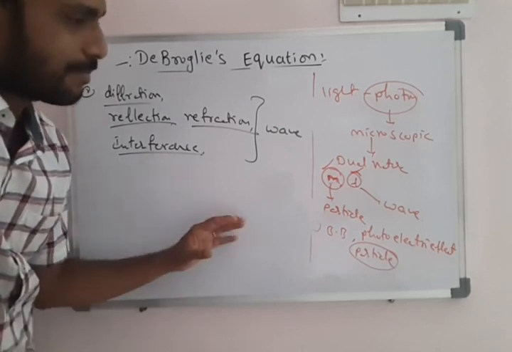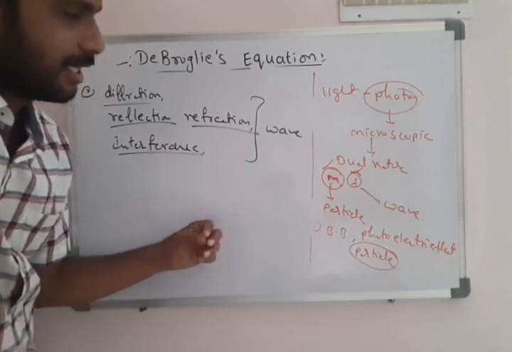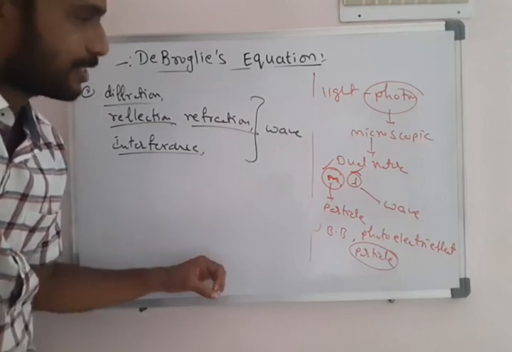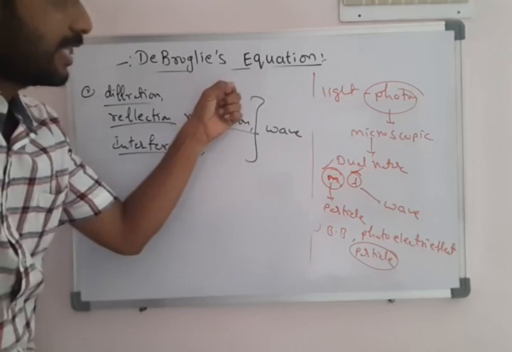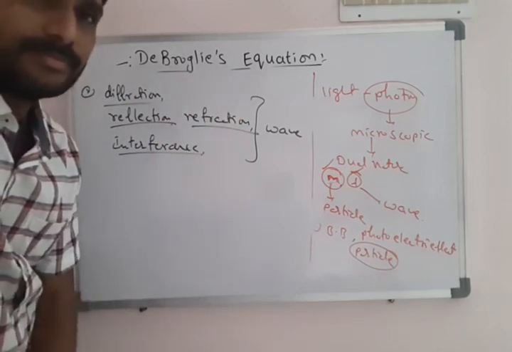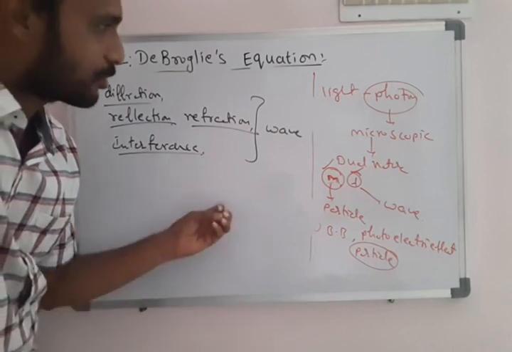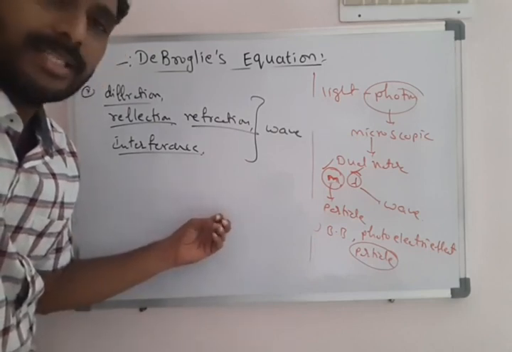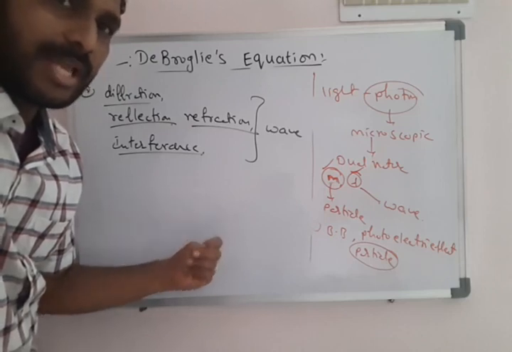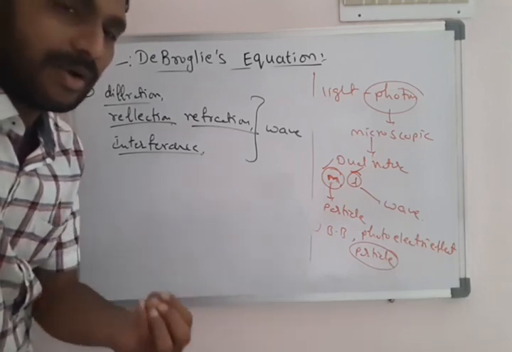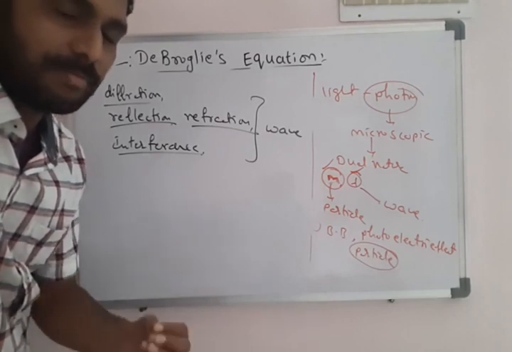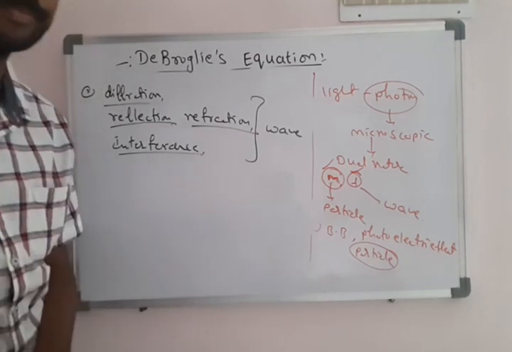This was given mathematically for the first time, in terms of mathematical expressions, by de Broglie's equation, also known as de Broglie's theory. This mathematical expression explaining the dual nature of particles is the foundation for quantum mechanics theory, which is totally based on mathematical expressions.